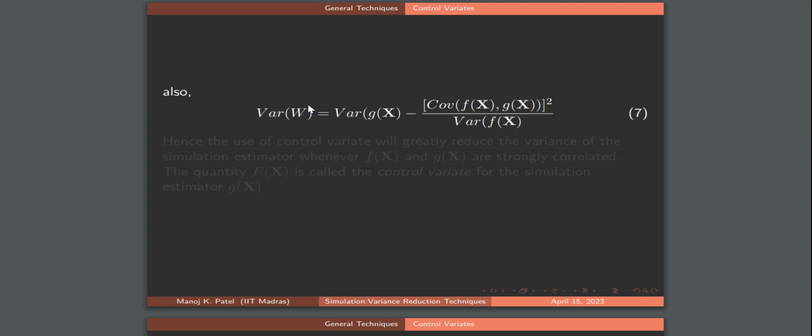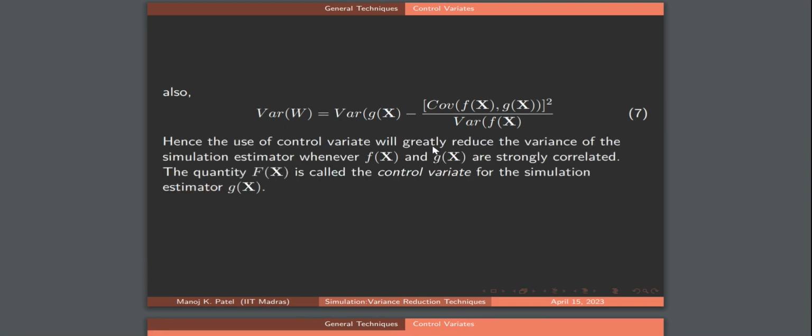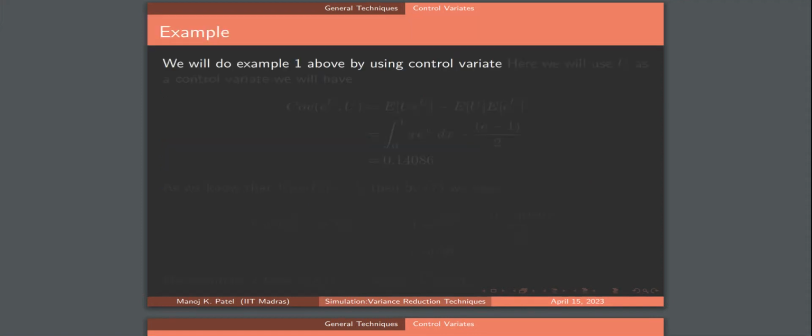So the variance will be slightly lower than the variance of g(X), and the stronger the correlation between f(X) and g(X), the lower the variance of W. Hence the use of control variates greatly reduces the variance of the simulator whenever the variables are strongly correlated. The quantity f(X) is called the control variate for the simulation estimate Z.